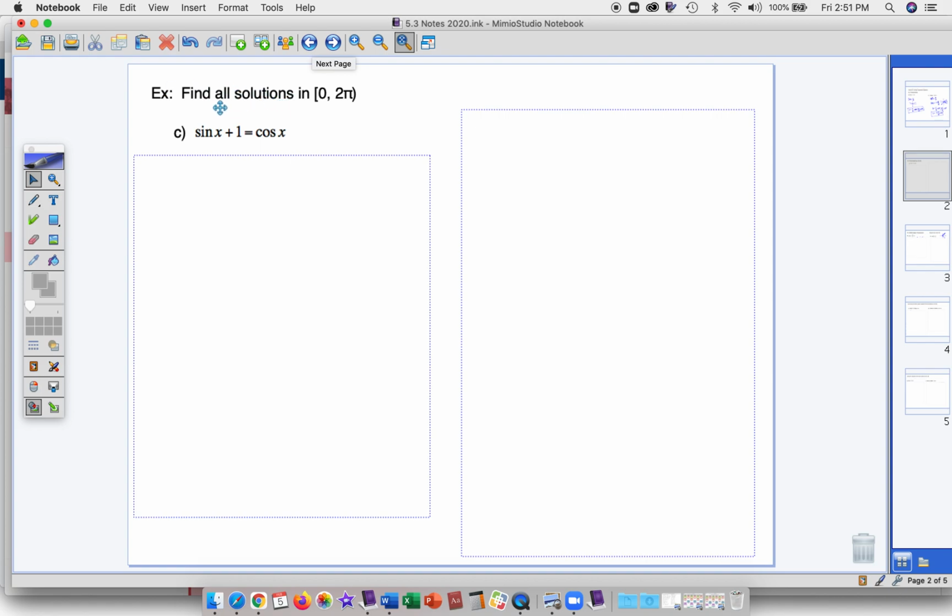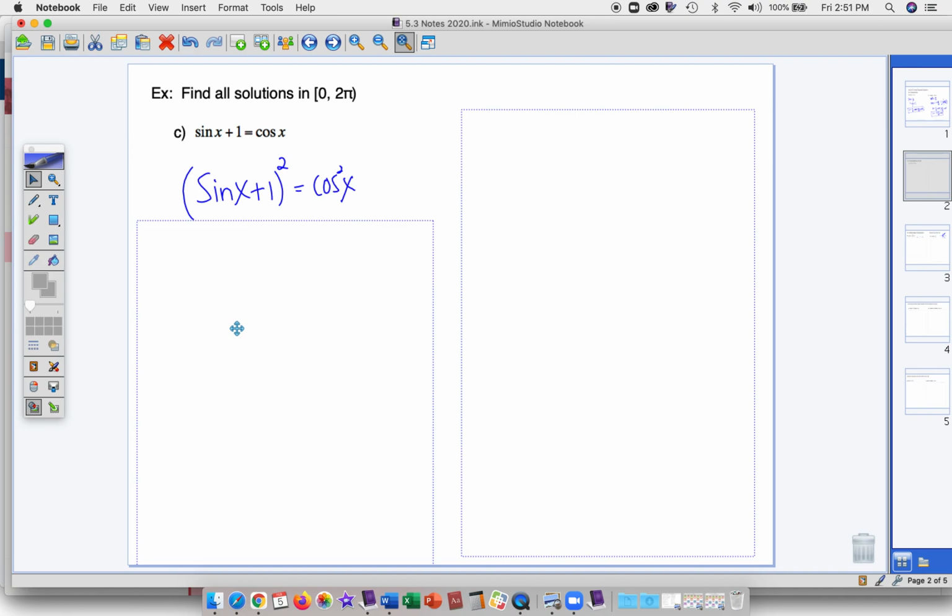Okay, now here's the other set of directions. Find all solutions in the interval from 0 to 2 pi. Now this problem, when you look at it, it almost looks like it could be a Pythagorean identity, but we don't have any squares, right? We can't do any substitution with the way it is. We can't get the equation set equal to 0 and solve for anything, so we're going to square both sides. But remember, when you square both sides of an equation, you can introduce extraneous solutions.